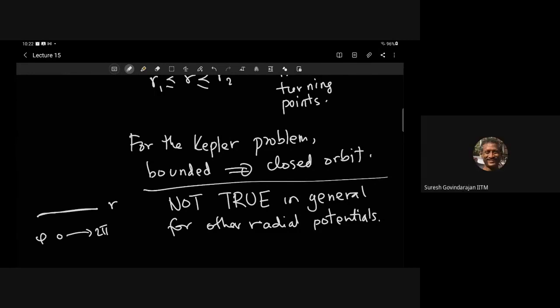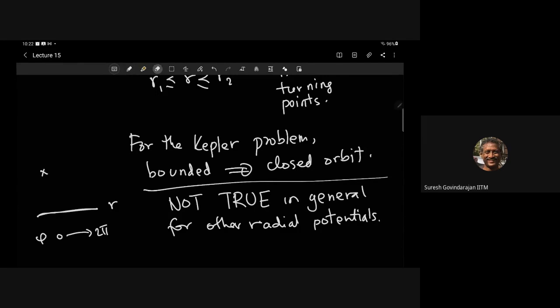Only then does it come back in R theta space. So what is a closed orbit? It starts at one point and goes somewhere and comes back. I'm drawing in the plane, but it should come back. So this would correspond to the same value of R and theta. Theta is phi rather. Phi is periodic.